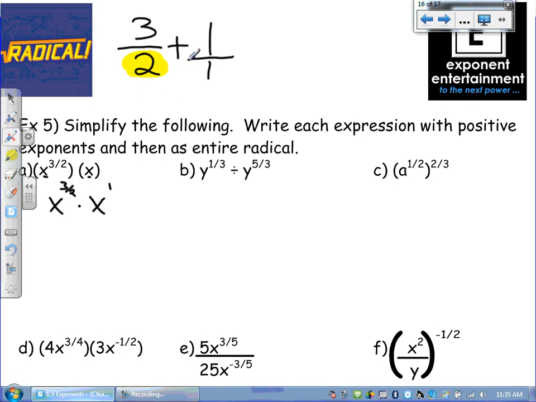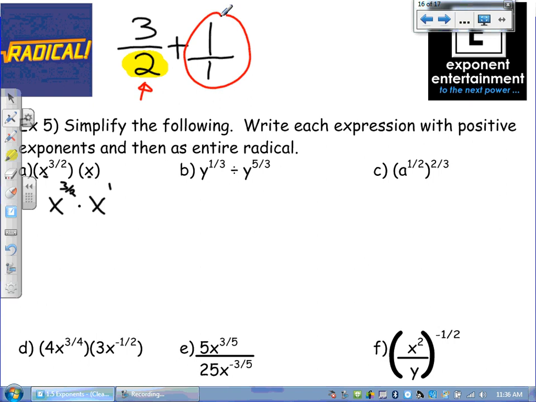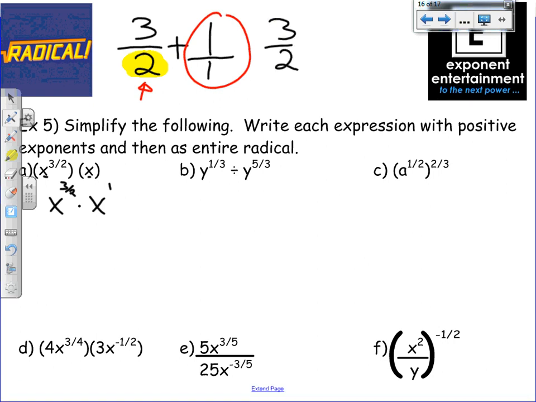3 over 2 plus, you multiply the top by 2 and you multiply the bottom by 2, 2 over 2. Now you can add these together. When you add exponents, you only add the top numbers. You don't add the bottom numbers. Think about it if it was like candy or something. If you had 3 halves and then you added 2 more halves, you wouldn't have to add the bottom and divide them again, right? You're still getting halves. So it's just 5 over 2. And that's what our answer is.